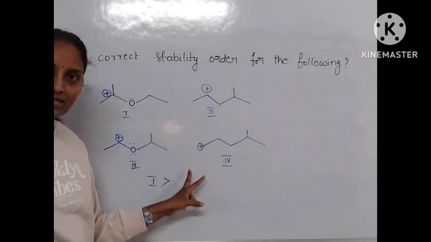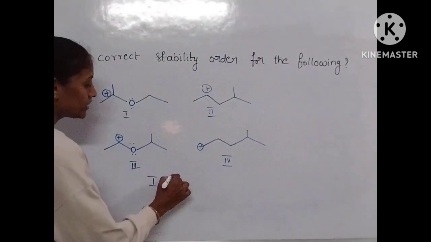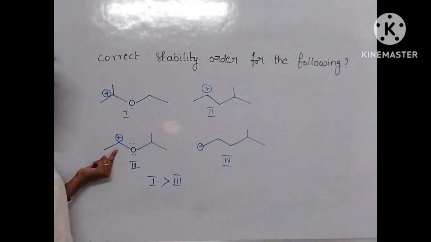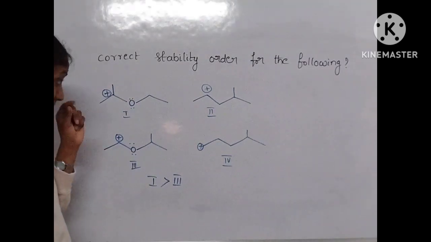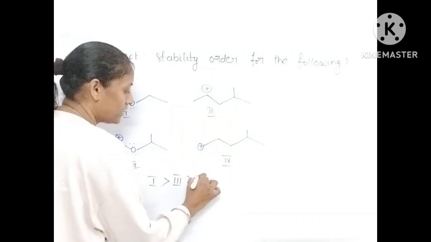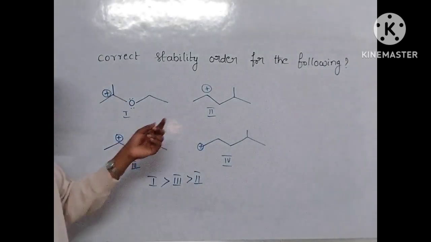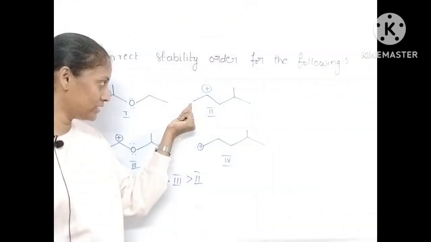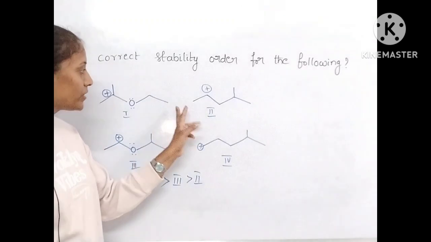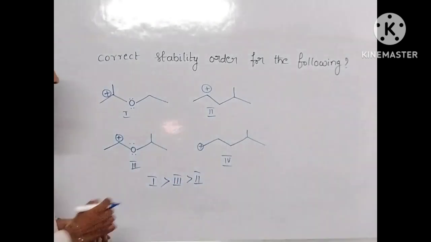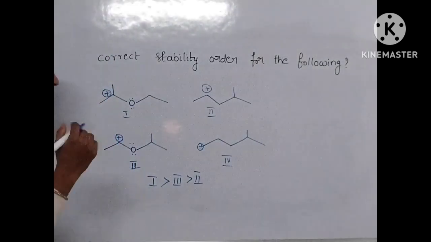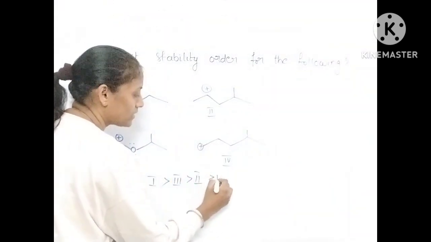After that, from these three, the third one comes, because here also oxygen is attached to the carbocation. And then from the second and fourth, the second one comes, because on this side a CH3 group is there, and on this side an alkyl group is there. That is the reason electron donors are there from both sides. But if you consider this one, electron donors are there on only one side. That is the reason 2 comes first and then 4.